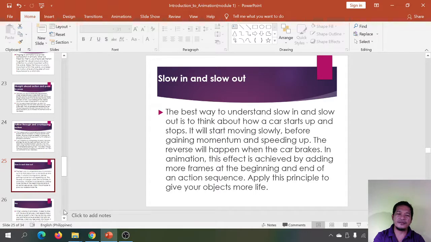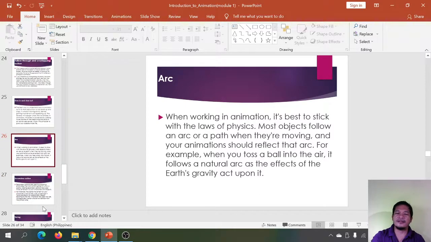Then next is the arc. When working in animation, it's best to stick with the laws of physics. Most objects follow an arc or a path when they're moving, and your animation should reflect that arc. For example, when you toss a ball into the air, it follows a natural arc as the effects of the Earth's gravity act upon it.